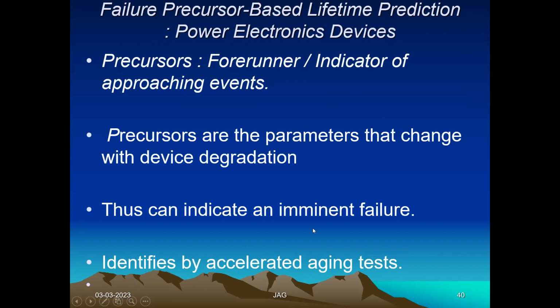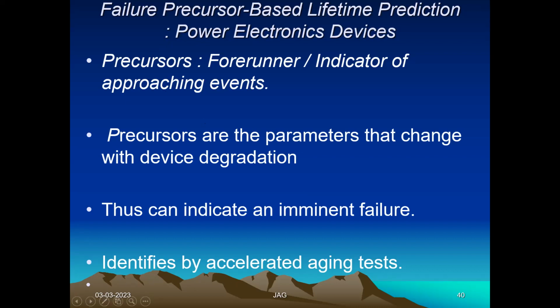Can you tell me what can be a precursor for a MOSFET or IGBT? This can indicate an imminent failure. So if the precursor changes, you can tell that there is a failure about to occur. So how can you identify the precursor?